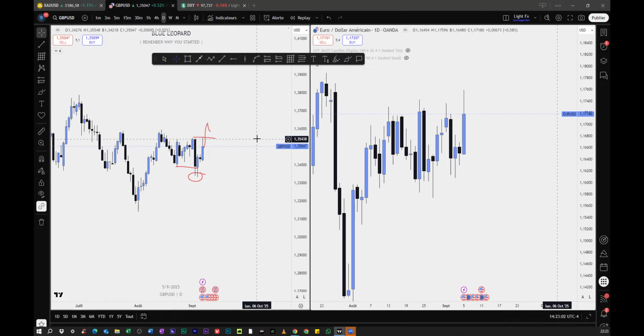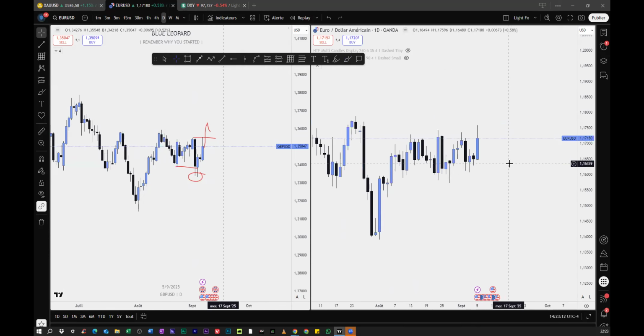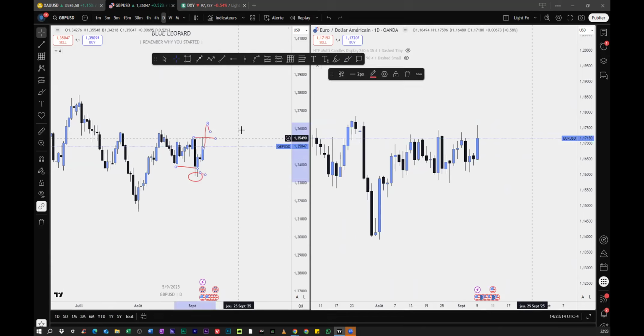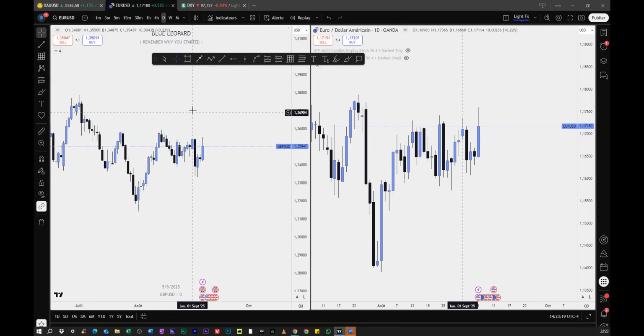But remember, this is the daily time frame. So as the day started going up on GBP USD and also on Euro USD, but we are still inside of a range, we must be careful. Okay, I will look for some clues on a lower time frame.